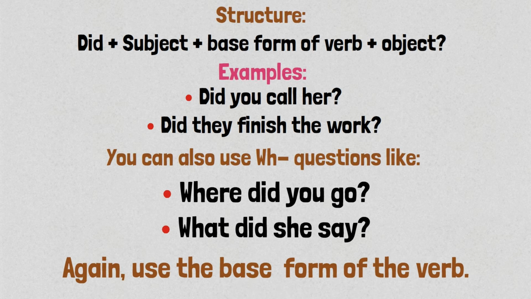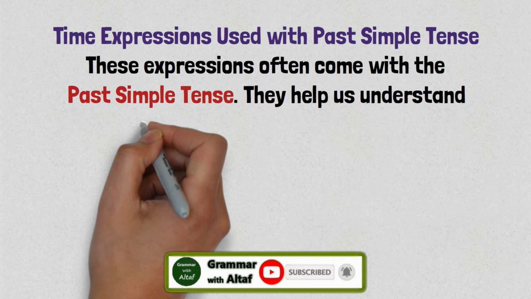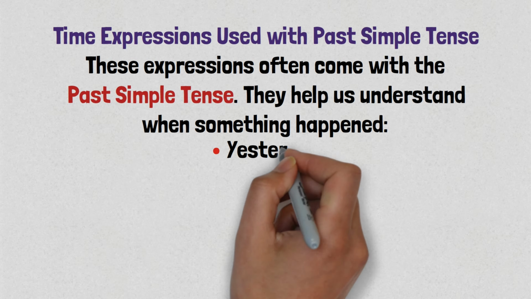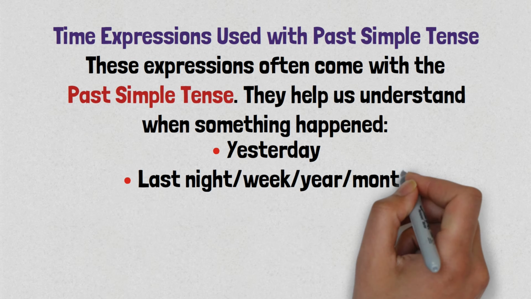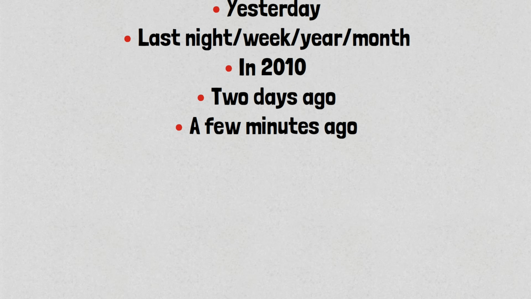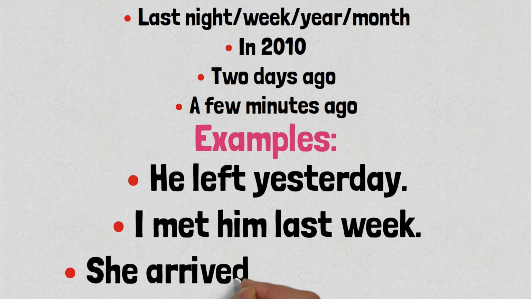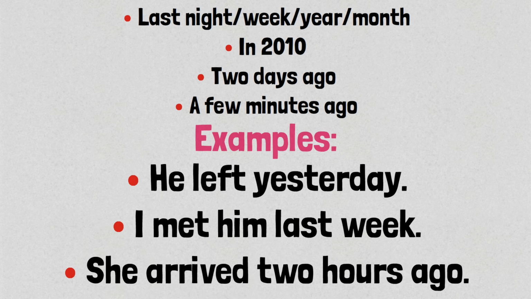Time expressions used with past simple tense. These expressions often come with the past simple tense. They help us understand when something happened. Yesterday, last night, last week, last year, last month. In 2010, 2 days ago, a few minutes ago. Examples: He left yesterday. I met him last week. She arrived 2 hours ago.